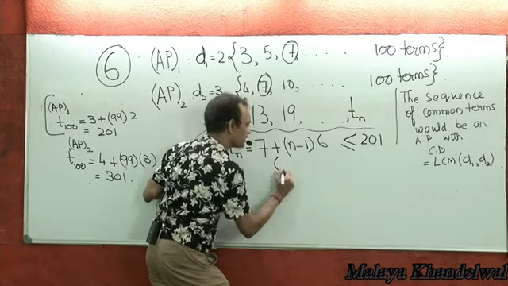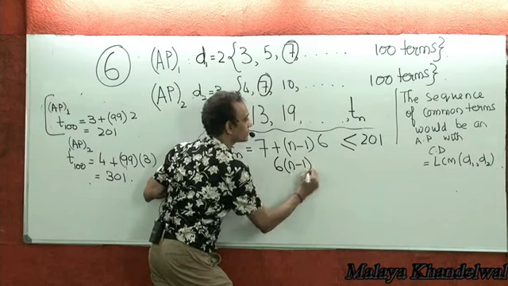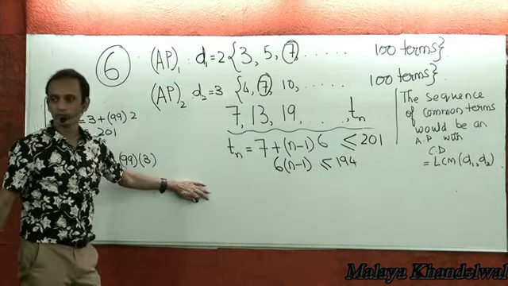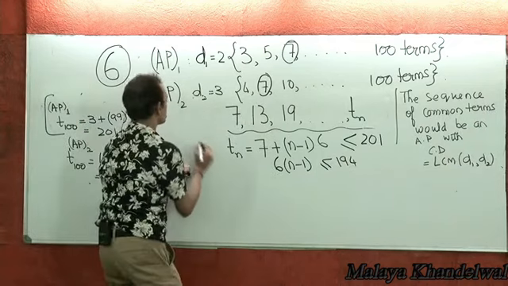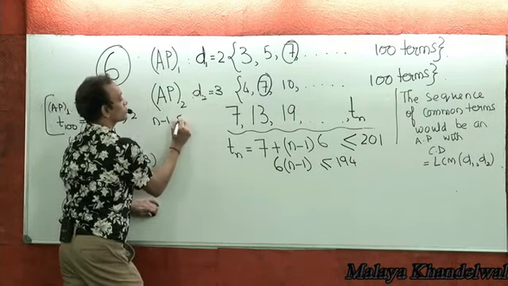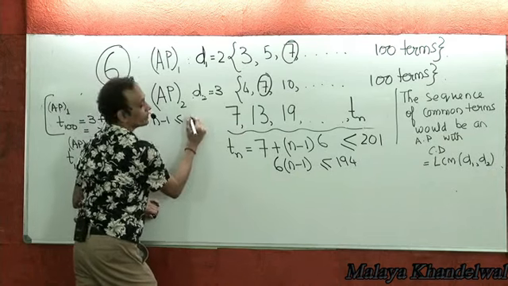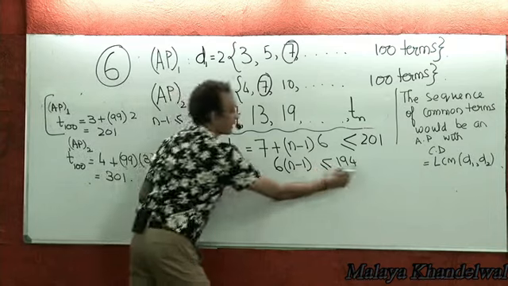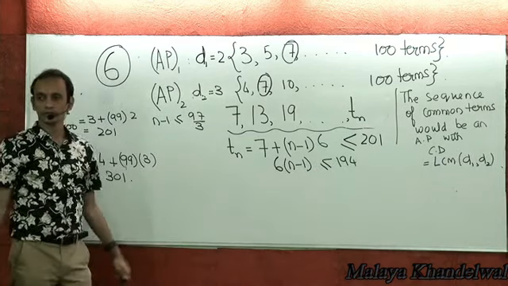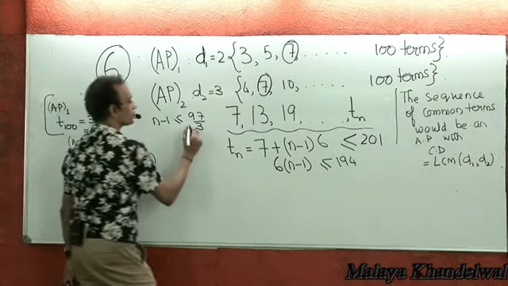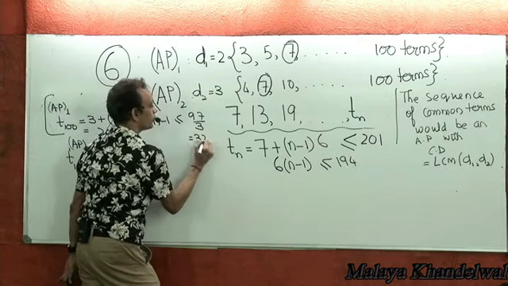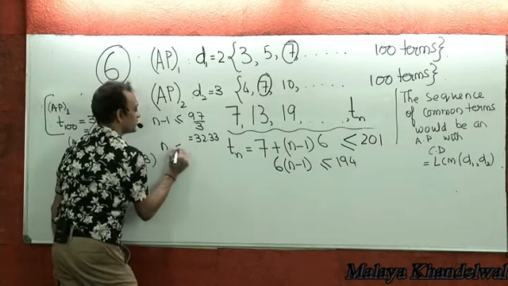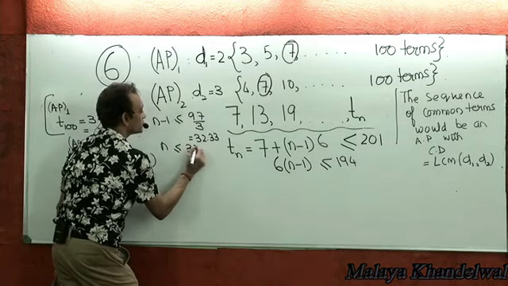That means 6 into n minus 1 has to be less than or equal to 194. That means n minus 1 has to be less than or equal to 97 by 3, which is like 32.33. That means n has to be less than or equal to 33.33.